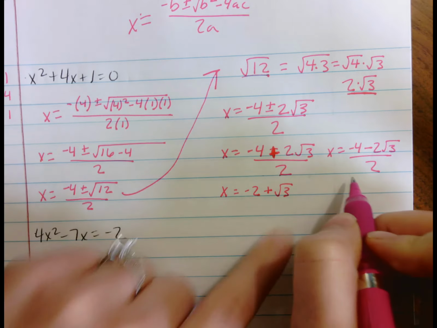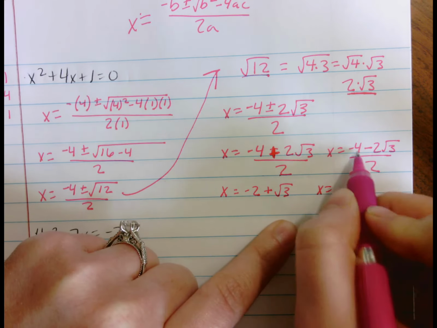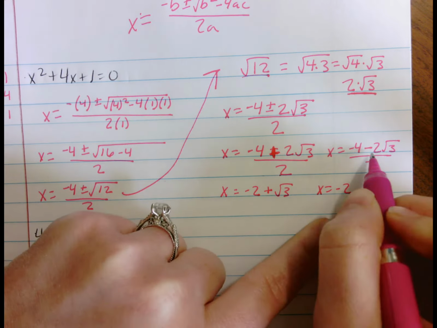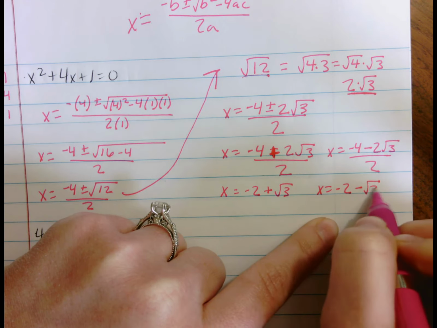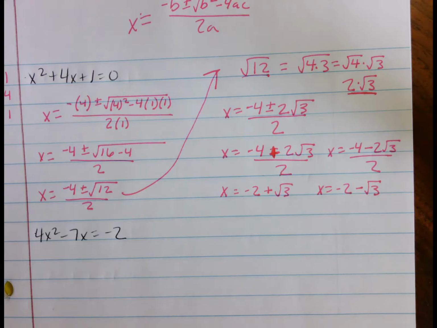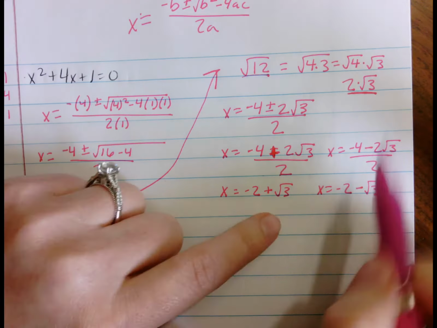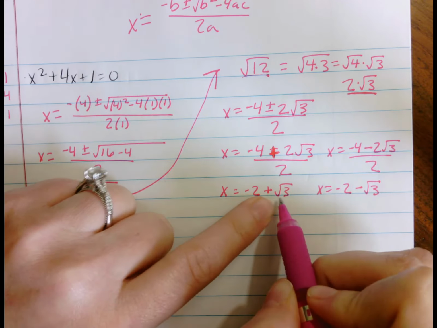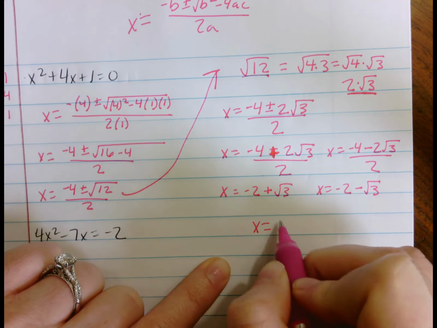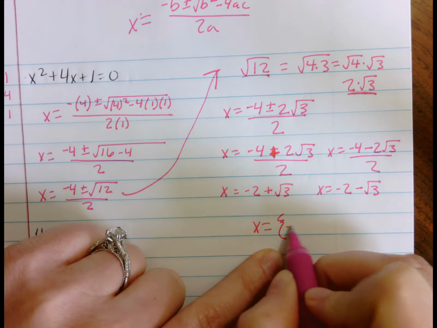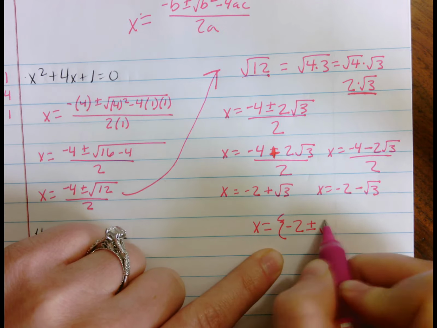And then over here, I can do the same thing. Negative 4 divided by 2 is negative 2. Negative 2 divided by 2 is negative 1 multiplied by the square root of 3. And again, I can take out that 1 because it's not necessary to write it in there, okay? So what I end up with is negative 2 plus the square root of 3 and negative 2 minus the square root of 3. So simplified, I can write my answer as negative 2 plus or minus the square root of 3.